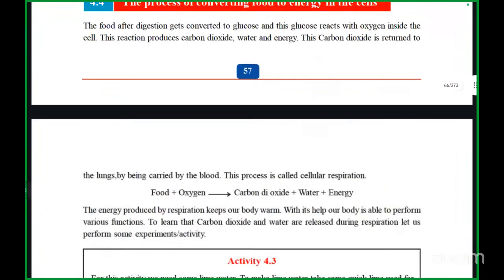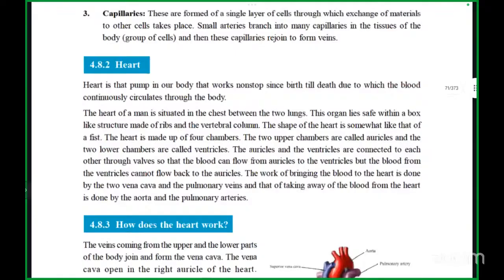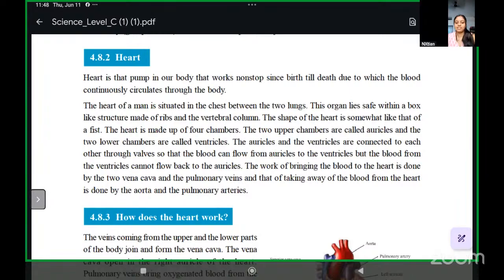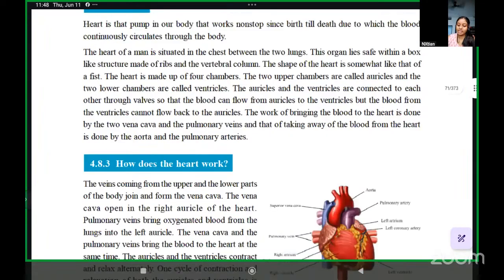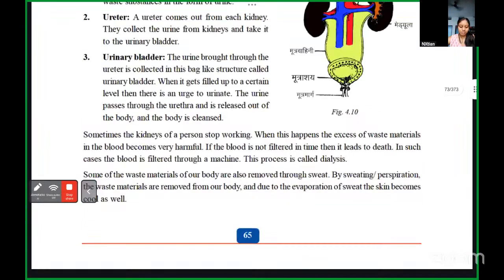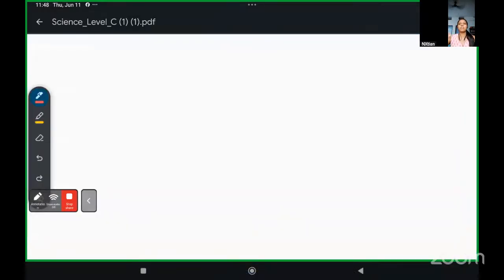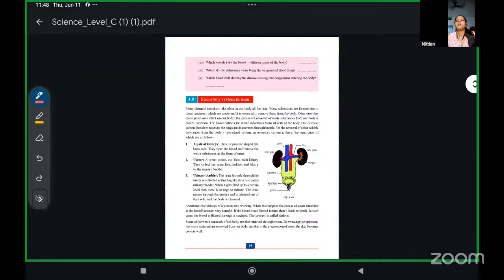We have been doing the excretory system, and in the previous classes, I was explaining how the excretory system works and what the components of an excretory system are. We also talked about how, when a kidney stops working, we need a process called dialysis, in which the blood is filtered through a machine. That is a dialysis machine.